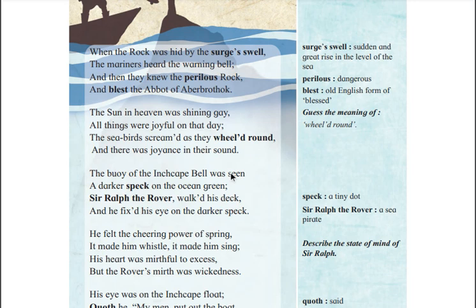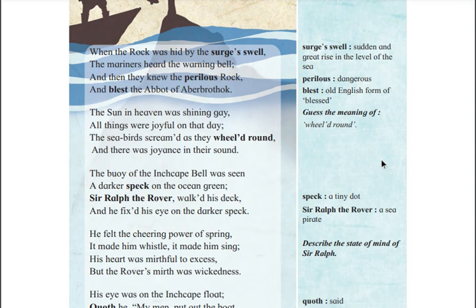The sun in heaven was shining happily. All things were joyful on that day. One day everything was joyful. The seabirds scream as they wheel around. They are enjoying it, wheeling around, and there was a joyance in their sound, and they are very happy.